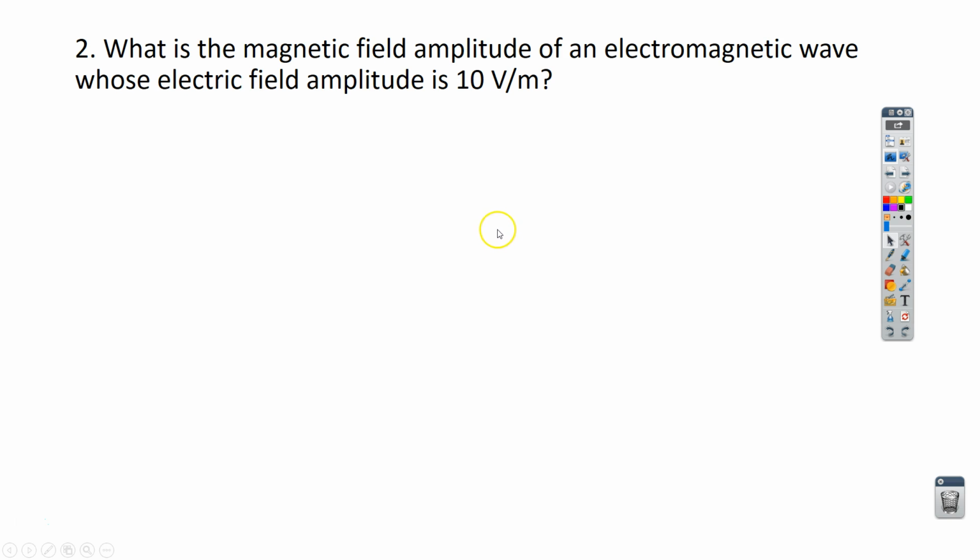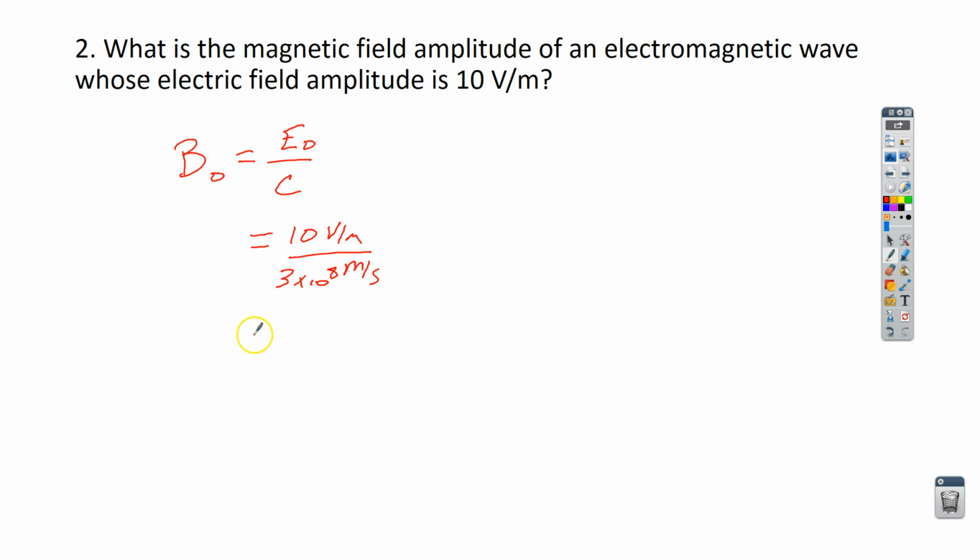Next problem says, what is the magnetic field amplitude of an electromagnetic wave whose electric field amplitude is 10 volts per meter? So we already set up the equation earlier. Now we're going to solve it for the magnetic field strength. That's equal to the electric field strength divided by the speed of light. Our electric field strength here is 10 volts per meter. We know the speed of light is 3 times 10 to the 8th meters per second.